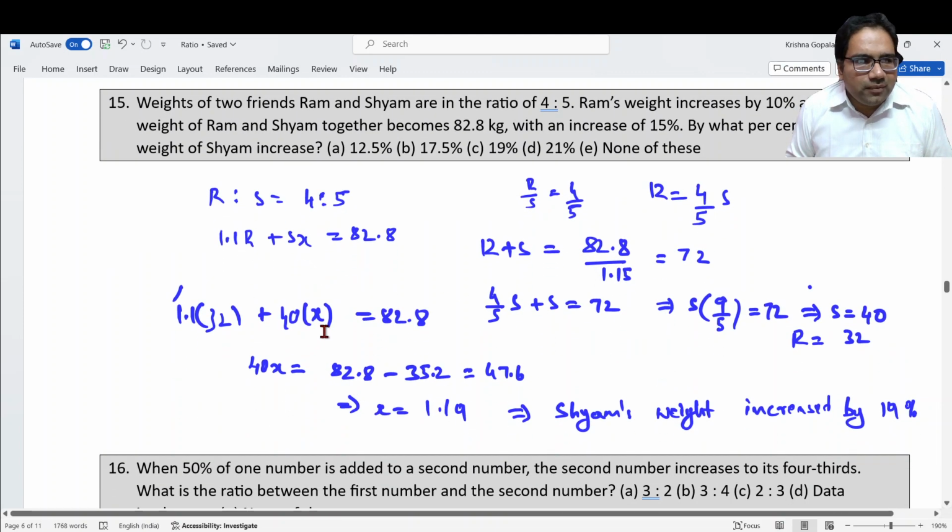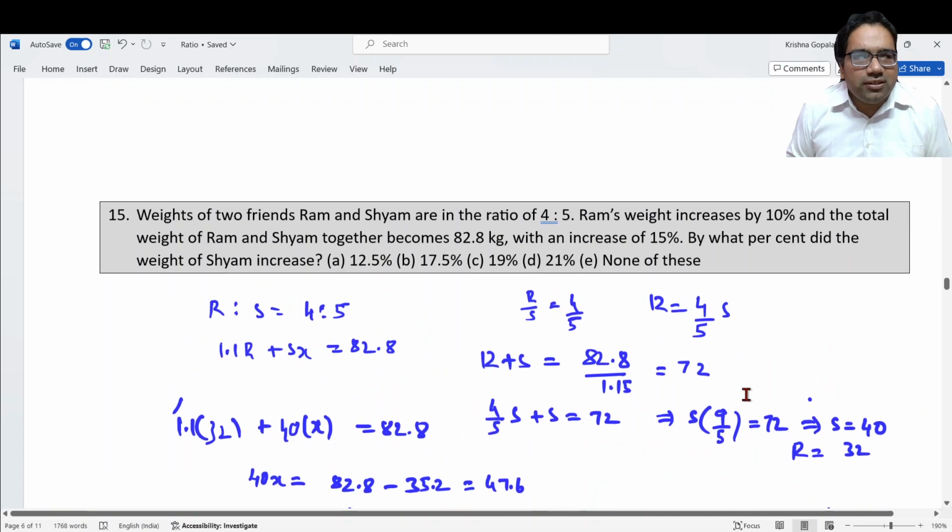We'll just solve this. 40x equal to 82.8 minus 32 into 1.1, 35.2, is equal to 47.6. What does that mean? X equal to 47.6 by 40, which is equal to 1.19. So Shyam's weight increased by 1.19 into Shyam. That is the final weight, right? What does that mean? Shyam's weight increased by 1.19 minus 1, which is 19%, right?